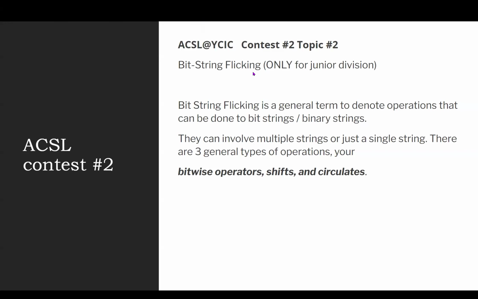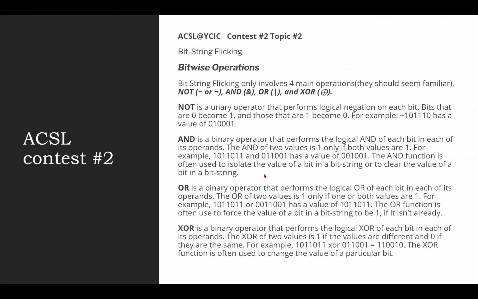So the bit string flickering topic is only for junior division. This is a term to denote operations that can be done to binary strings. It can be done to multiple strings or just one string. I'm going to go over the 3 types. The first type is bitwise operations.